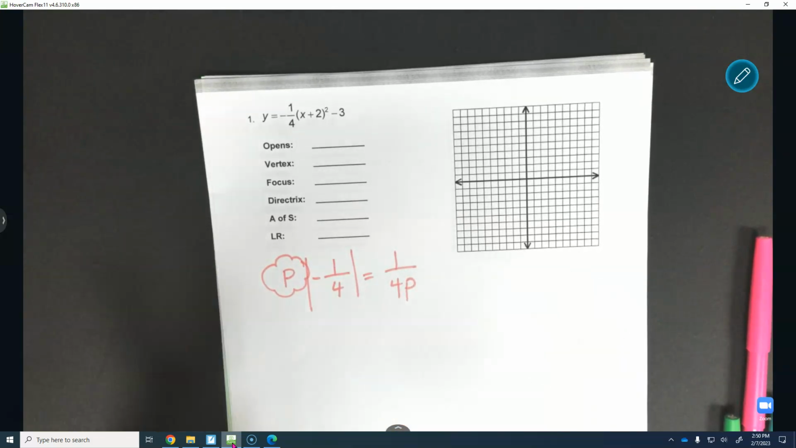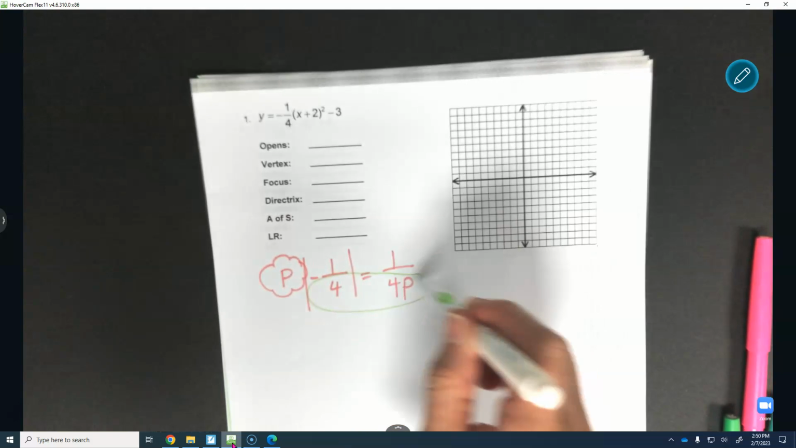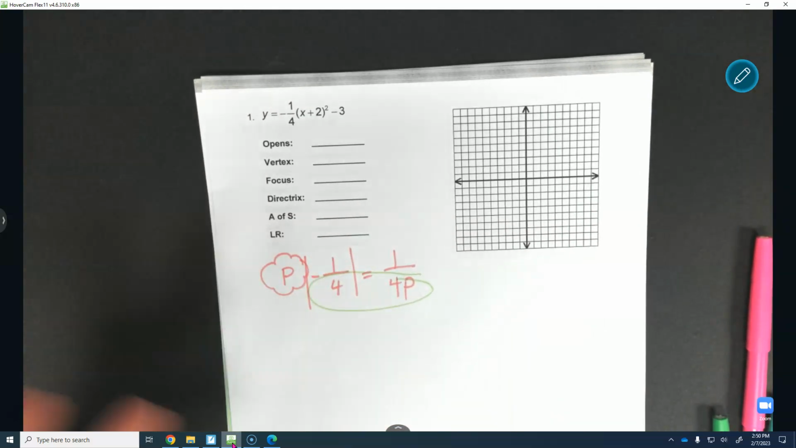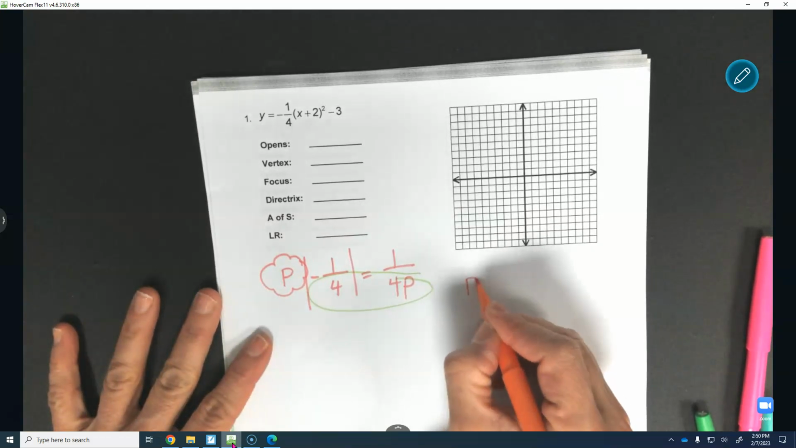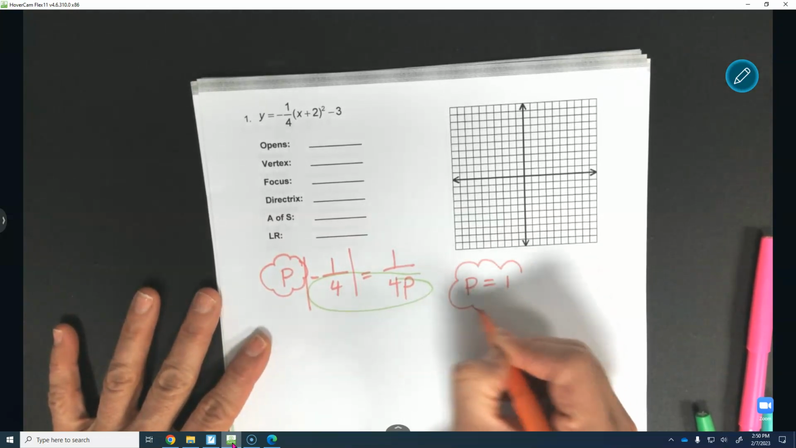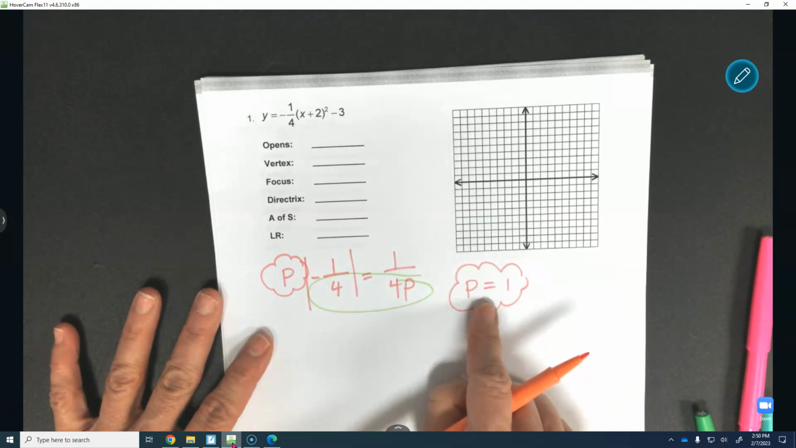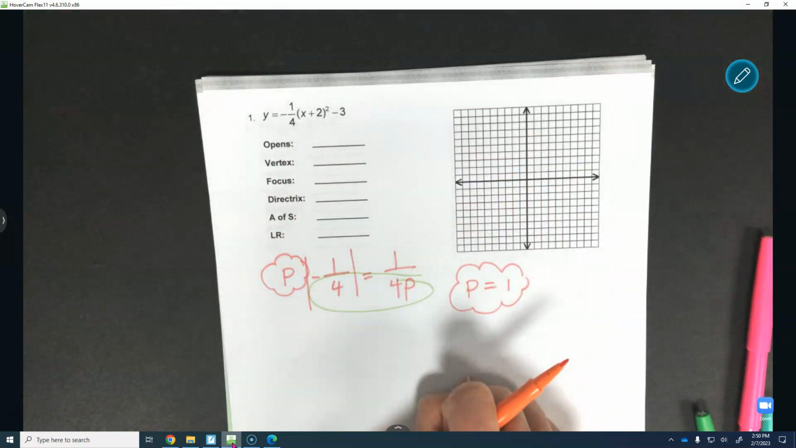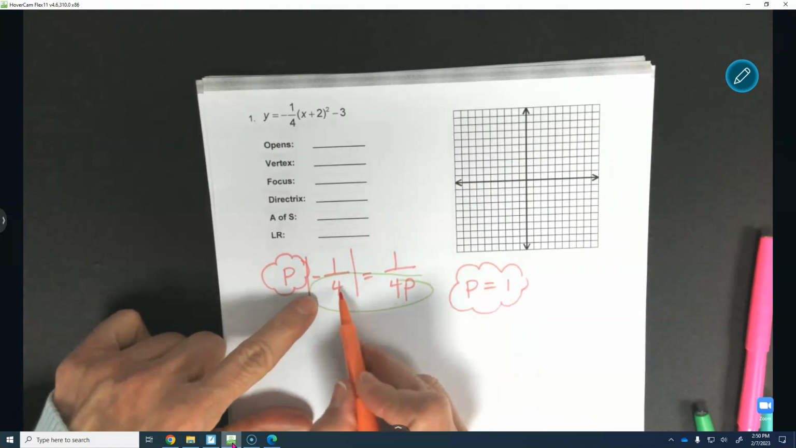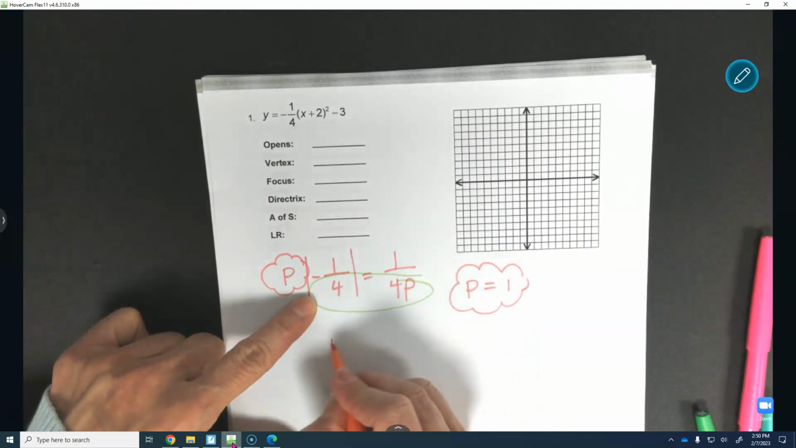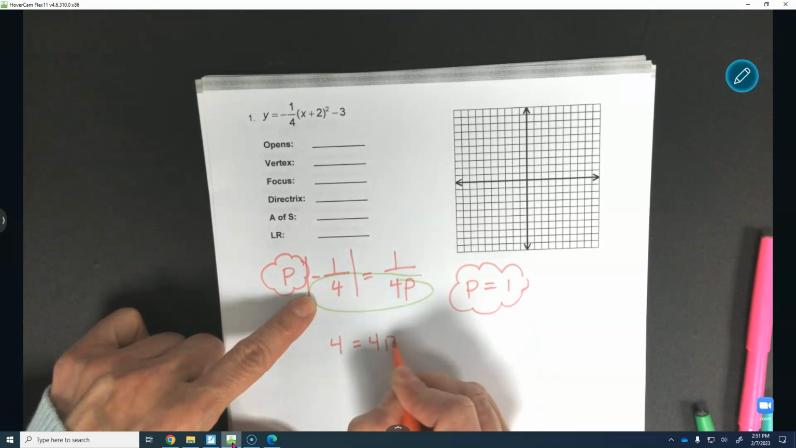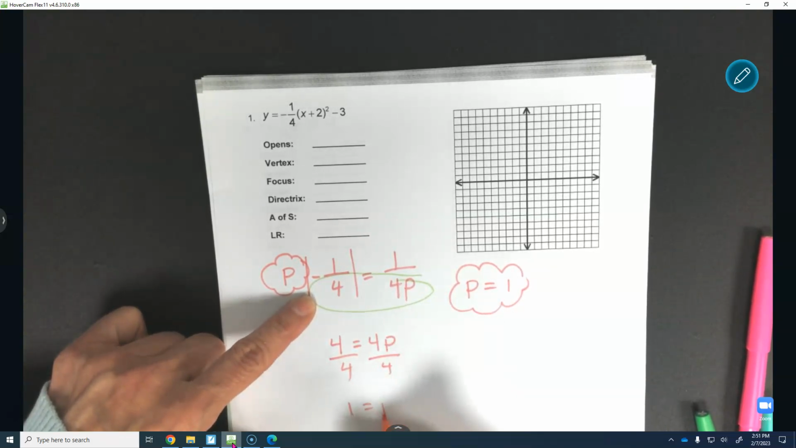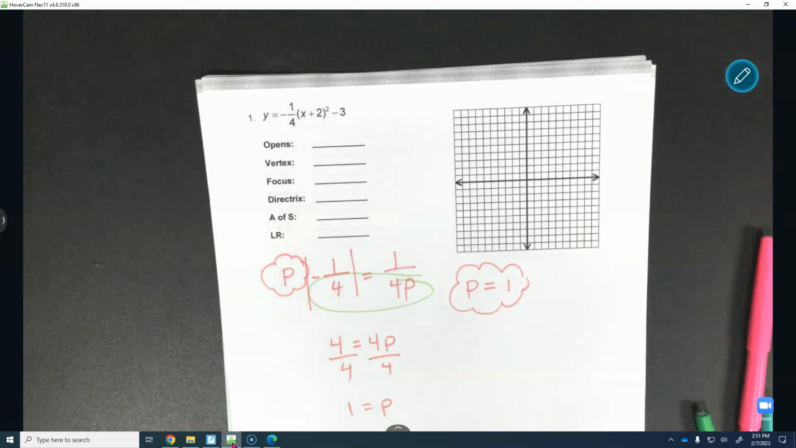Now, guys, honestly, let's just look at the denominator. What times itself made that 4? P is just 1. So we're going to have a distance of 1 unit setting up a lot of stuff on this graph. And how did I get this one? I really just looked at this bottom part right here. Divide both sides by 4. 1 equals P. So that's how we're going to set that up.